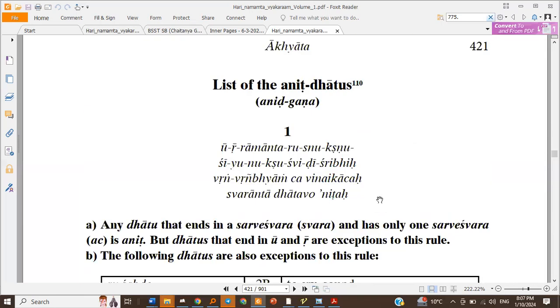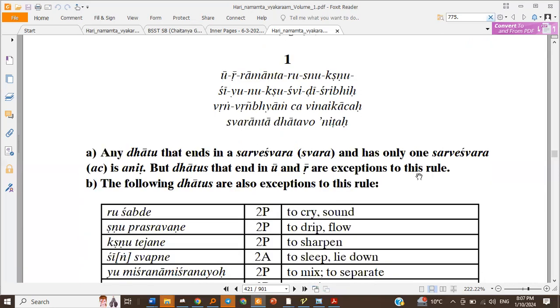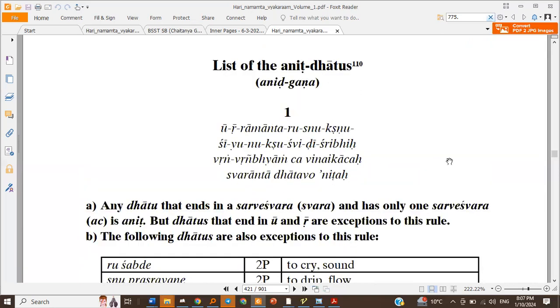So the dhatus are mentioned in these verse forms. Just take a look and then we'll study them in the next class.